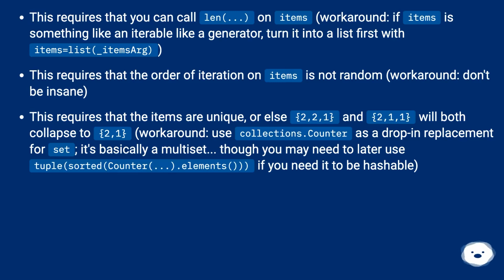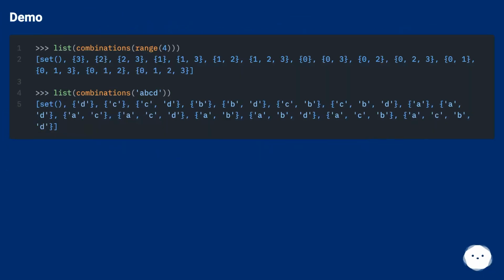This requires that the items are unique, or else 2, 2, 1 and 2, 1, 1 will both collapse to 2, 1. Workaround: use collections.Counter as a drop-in replacement for set. It's basically a multiset, though you may need to later use tuple(sorted(Counter(...).elements())) if you need it to be hashable. Demo.